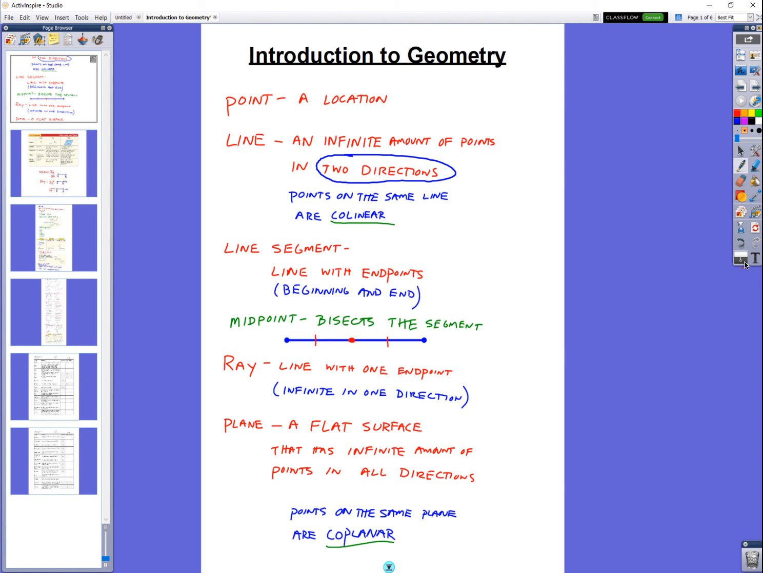Same line is? No, if 2 points are on the same line, collinear. Same plane, coplanar.